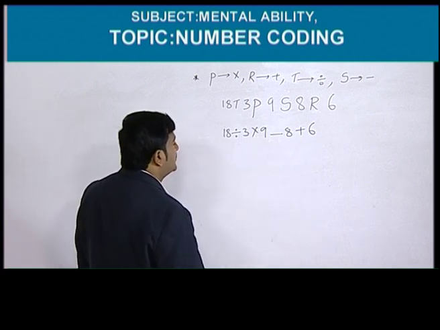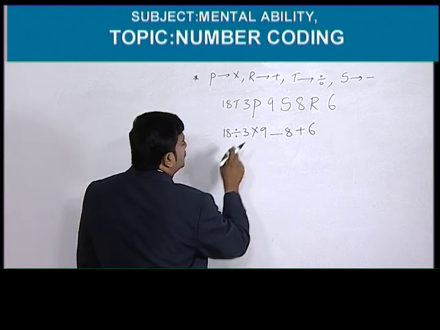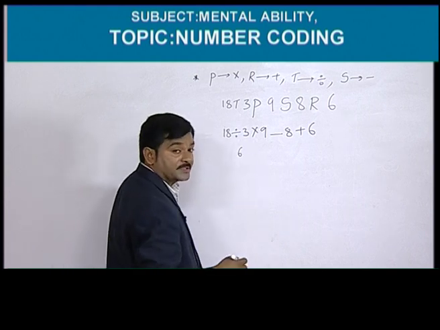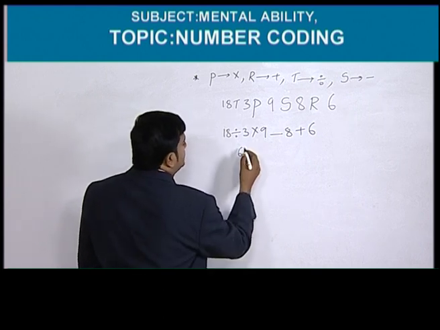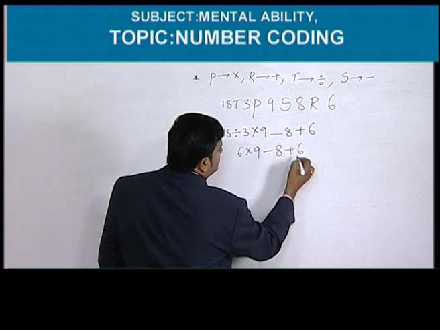Okay, so now first we will see division. First simplify this. I am dividing 18 by 3. What do we get when 18 is divided by 3? 6, because 3 sixes are 18. Division part is finished. Into 9 minus 8 plus 6.